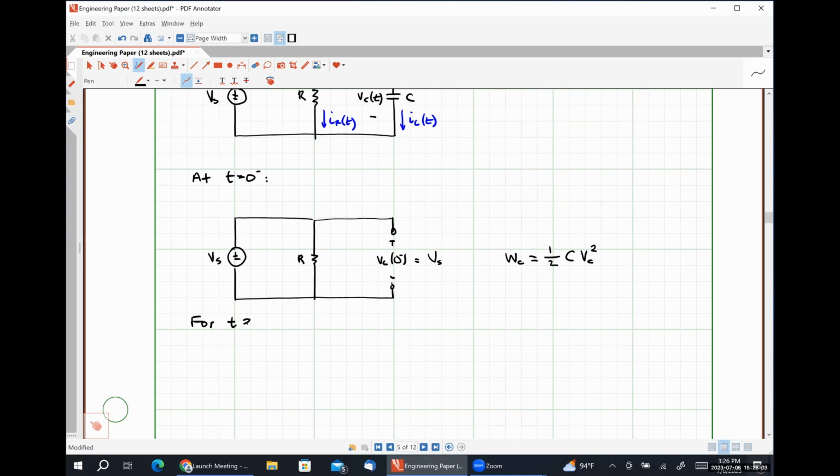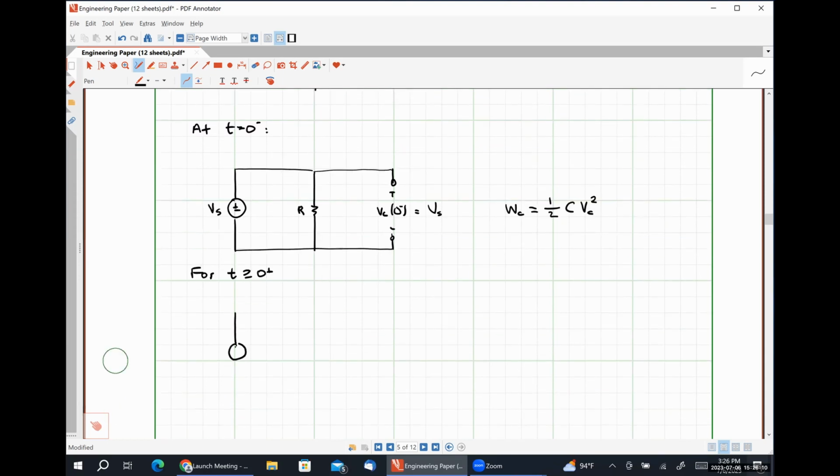Okay. So for t greater than or equal to 0 plus, our system looks like this. We have our voltage source. Our switch is open, so it's no longer connected to our RC network. Here's R. Here's C. Here's VC of t, IC of t, and IR of t.